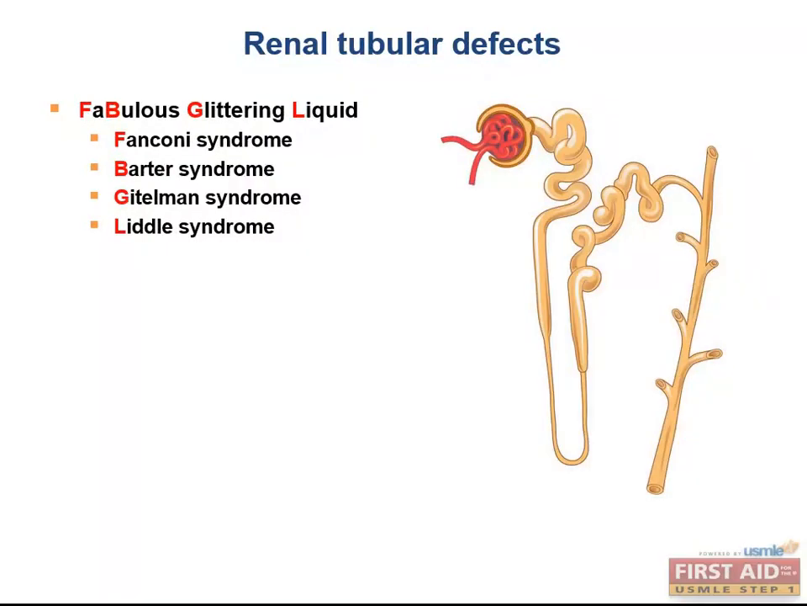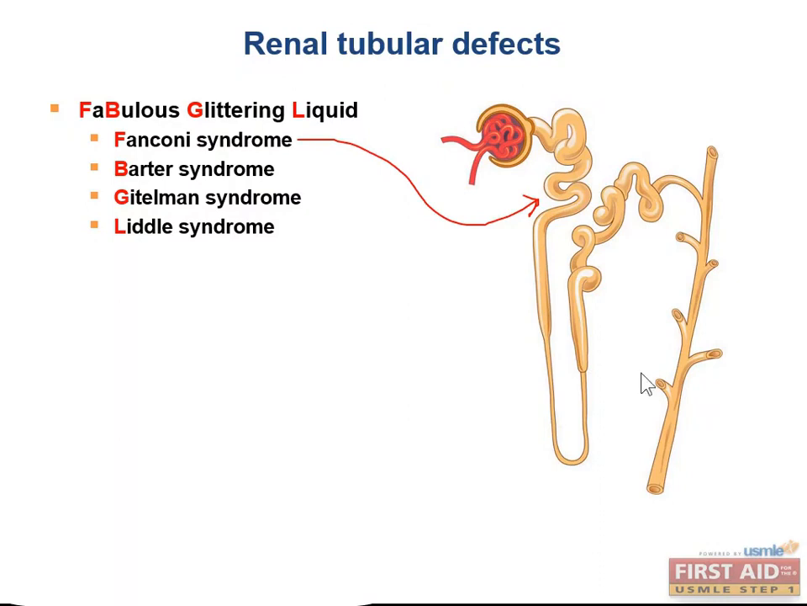The F in fabulous is for Fanconi syndrome, which is a reabsorption defect in the proximal tubule. In Fanconi syndrome, the cells of the proximal tubule dysfunction, which causes all transporters to be affected rather than an isolated transporter defect. This causes increased excretion of nearly all amino acids, glucose, bicarbonate, and phosphate. Causes include hereditary defects like cystinosis, and other causes such as ischemia and toxins, or drugs like expired tetracyclines.